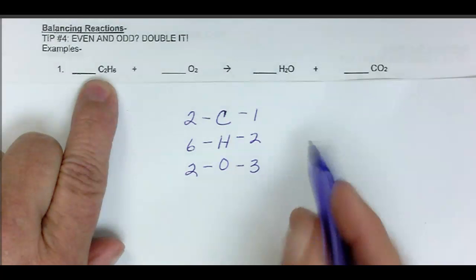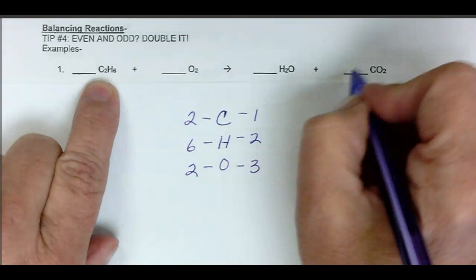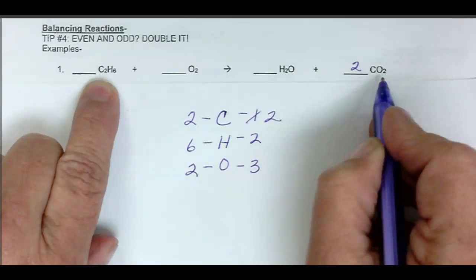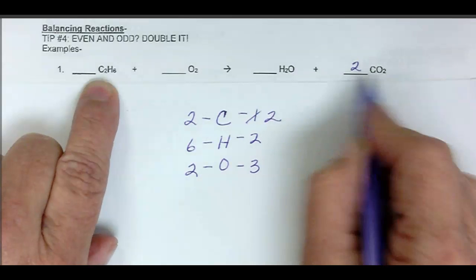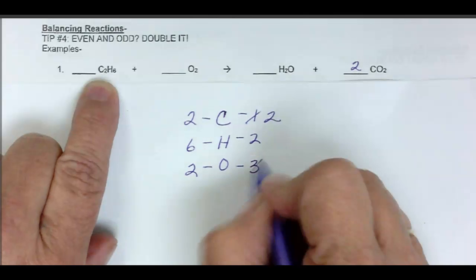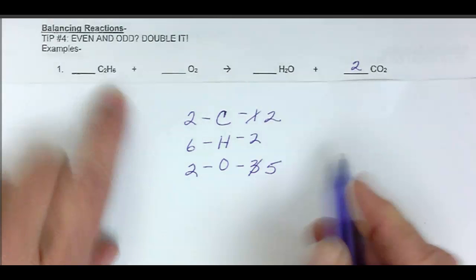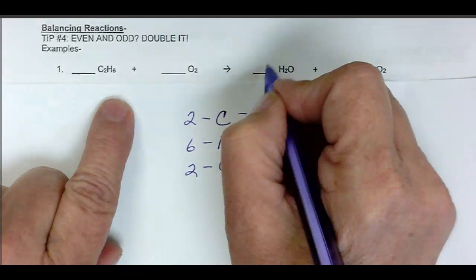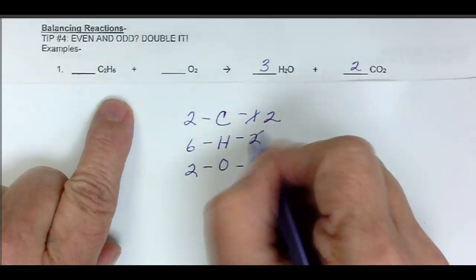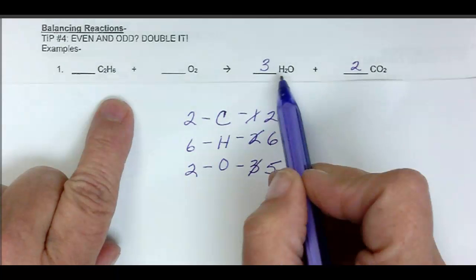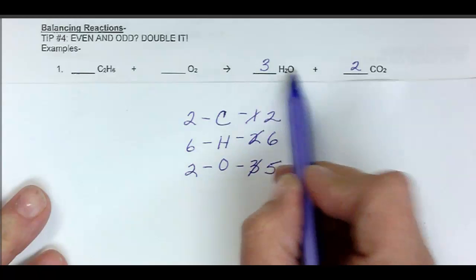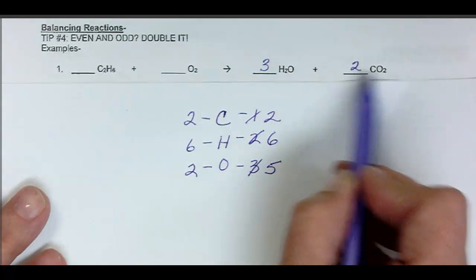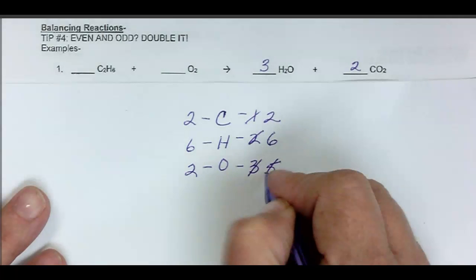So I'm going to go ahead and start with carbon. I have 2 here. So I'm going to go ahead and put 2 here, get that one balanced. Again, that does change my oxygen. So 2 times 2 is 4, plus that one is 5. Let's go ahead and get our hydrogen changed. So I have 6 on this side. That means I need 3 more here. 3 times 2 is 6. Now again, that also changed my oxygen. So I've got 3, and 2 times 2 is 4. So 4 plus 3 is 7.